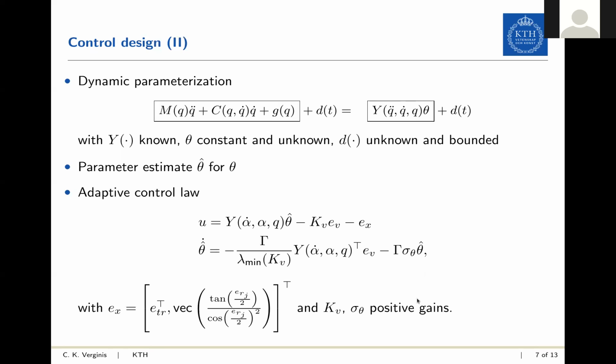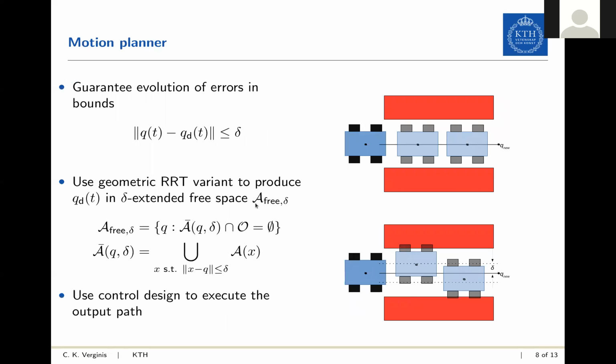By using this adaptive control law, we can show that the state evolves close to the desired reference trajectory QD, in the sense that the error is bounded by some bound delta. This bound depends on the bound of the unknown uncertainty and also on the bounds of the dynamic terms. And we can use this delta, as described before, to form the extended free space.